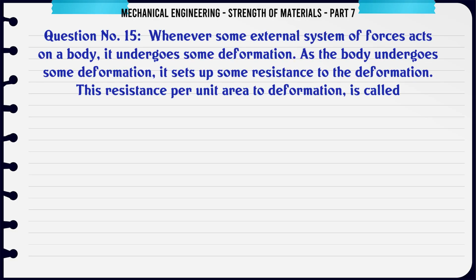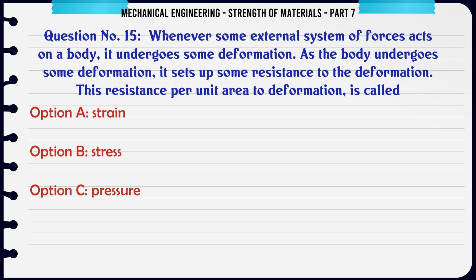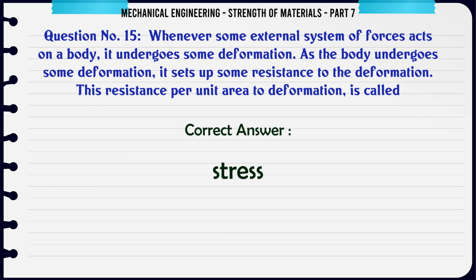Whenever some external system of forces acts on a body, it undergoes some deformation. As the body undergoes some deformation, it sets up some resistance to the deformation. This resistance per unit area to deformation is called A. strain, B. stress, C. pressure, D. modulus of elasticity. The correct answer is stress.